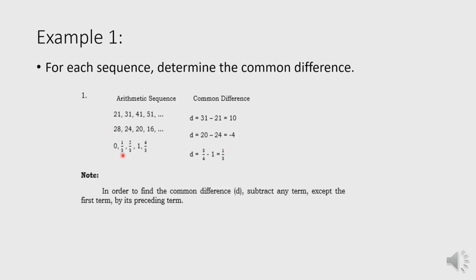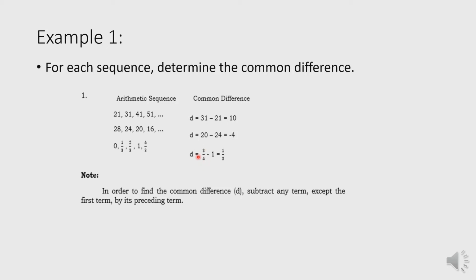What about 0, 1/3, 2/3, 1, and 4/3? If you subtract 0 from 1/3, you have 1/3. And 2/3 minus 1/3, still 1/3. And 1 minus 2/3 is 1/3. Or 4/3 minus 1 is 1/3. So the common difference of this sequence is 1/3.